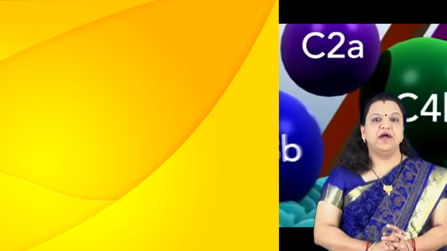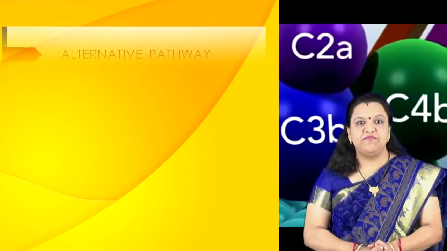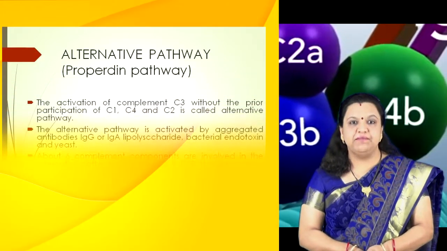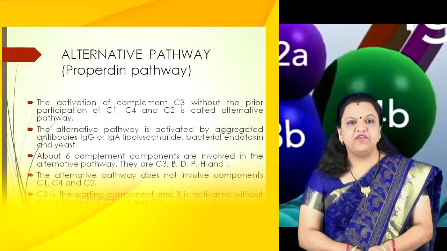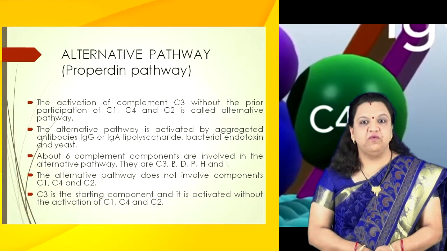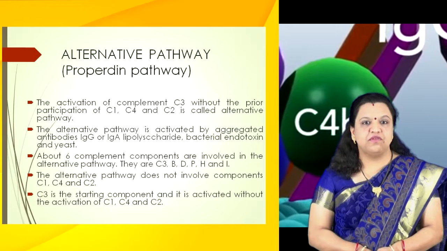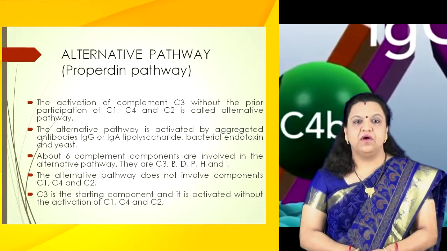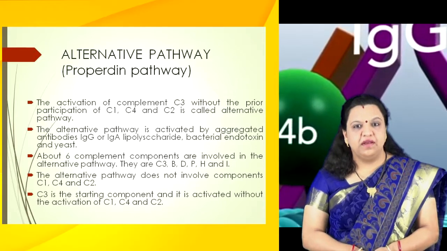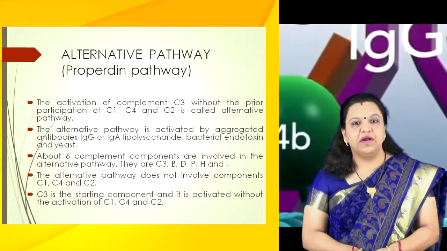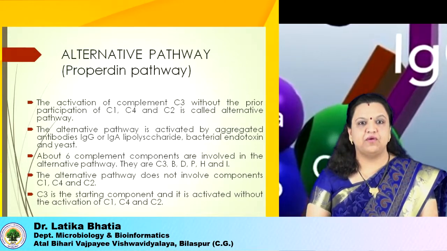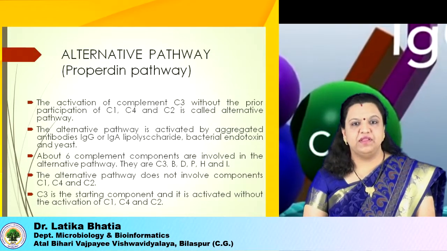Now let us talk about another pathway of complement fixation, that is known as the alternative pathway. It is also known as the Properdin pathway. The activation of complement C3 without the prior participation of C1, C4 and C2 is called the alternative pathway. The alternative pathway was discovered by Pillemer in 1954. The alternative pathway is a stepwise reaction of the complement system to bring about the destruction of microbes in the body.